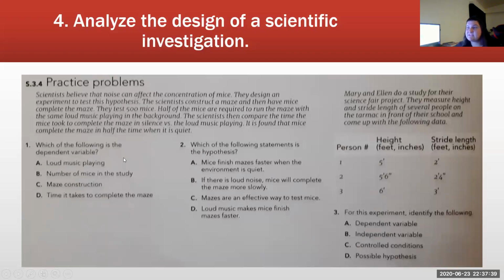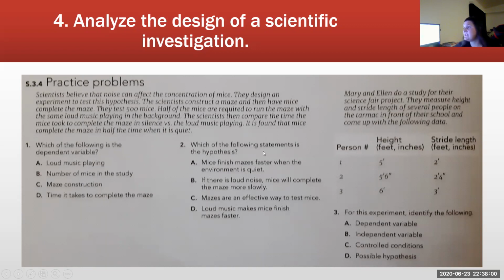This is what's being done to the mice. The number of mice in the study and the maze construction are variables, but these are controlled in the experiment. We're looking for the dependent versus the independent variable. The dependent variable is the time it takes to complete the maze. The loud music playing is the independent variable.